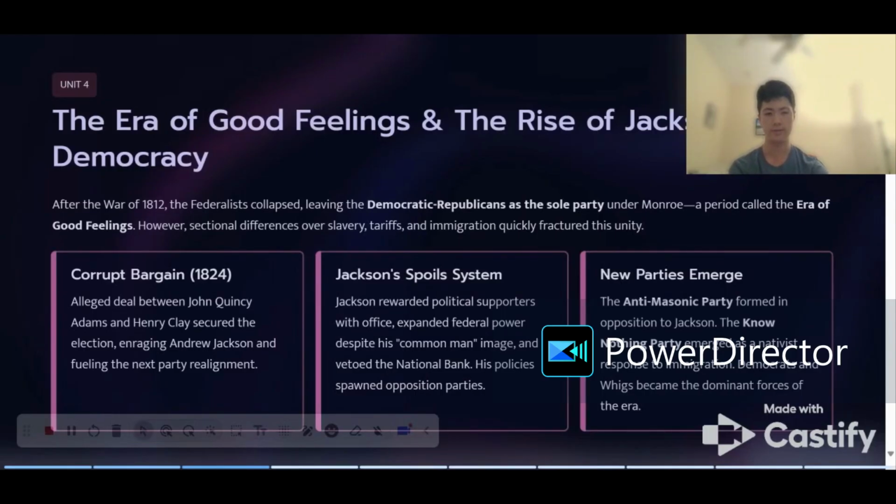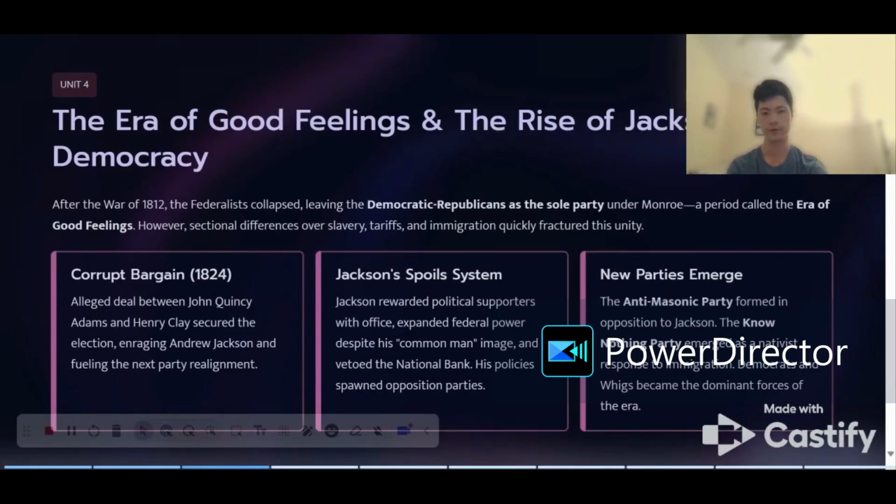So we get this idea of Jacksonian democracy. Jackson embodies the common man. He expands voting rights to most white males, but he also expands federal power pretty significantly. He uses the spoils system to reward political supporters with government jobs.